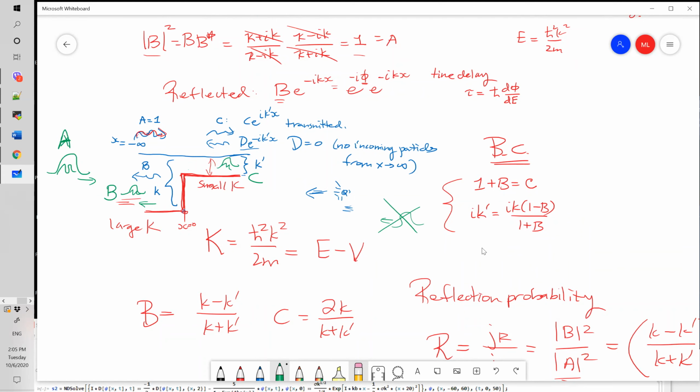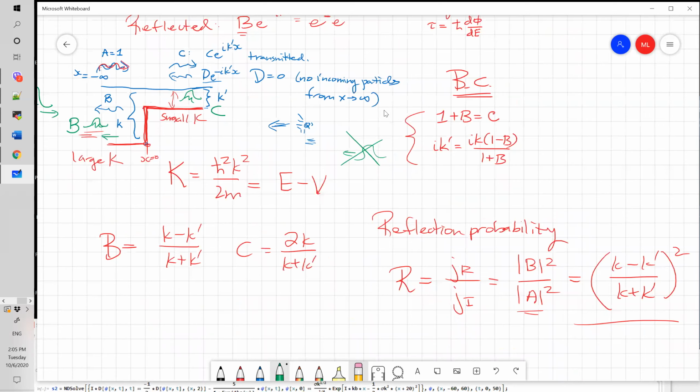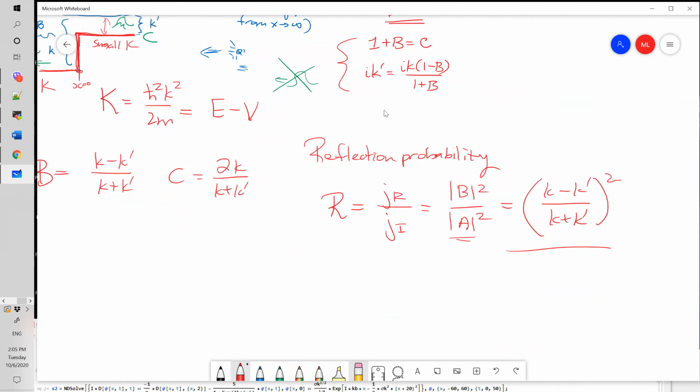In fact, you can go back here and calculate the transmission probability, which is the transmitted flux divided by the incoming flux, which is the magnitude of C squared over A squared. And you can verify that it's going to be 1 minus the reflection probability. Right, because probability has to be conserved. Either the particle is going to get transmitted or it's going to get reflected. There's no other option. So the reflection probability is 1 minus the transmission probability.